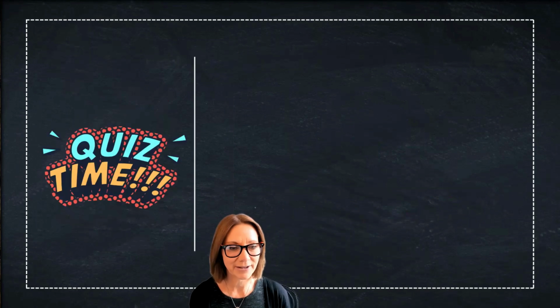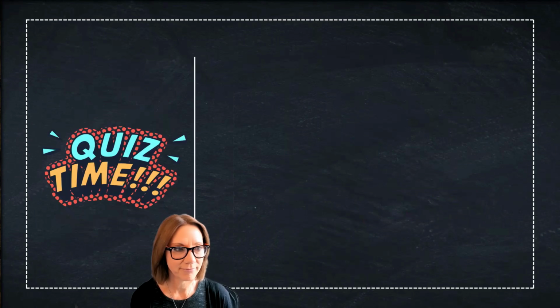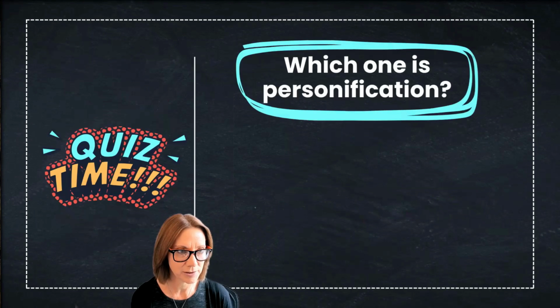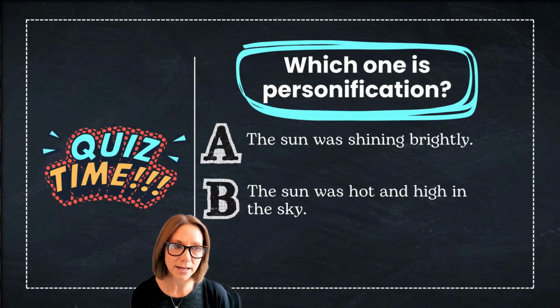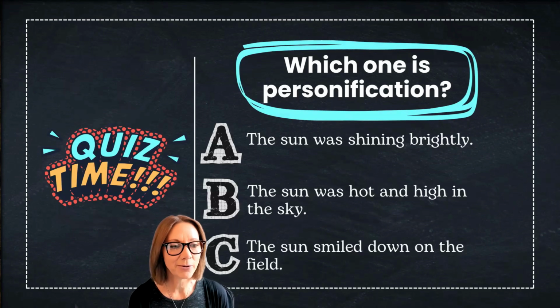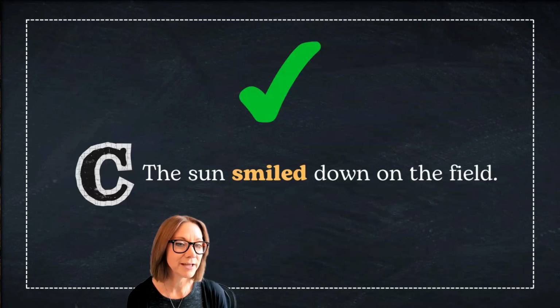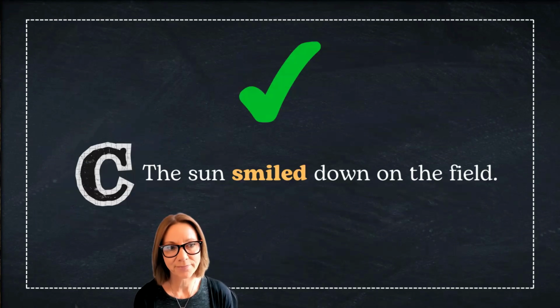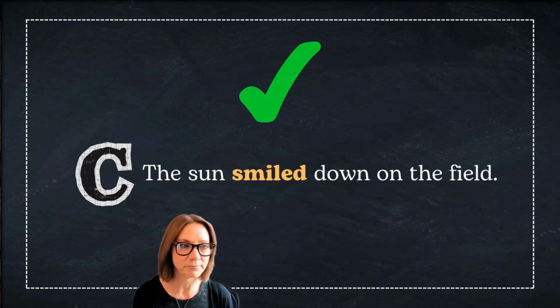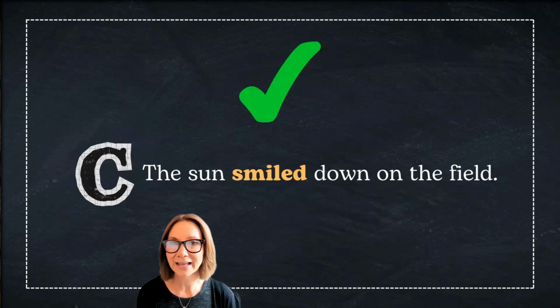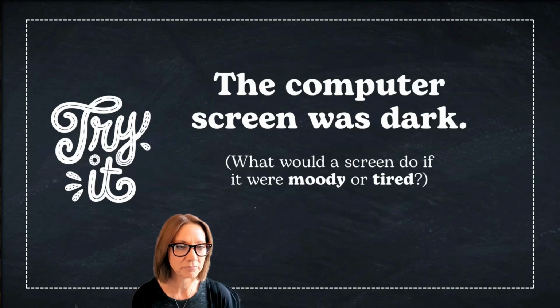Let's do a quick quiz here. All right. Which one of these is personification? Is it A, the sun was shining brightly, B, the sun was hot and high in the sky, or C, the sun smiled down on the field? If you said C, you're correct. Humans smile. Typically, most animals don't, except for maybe dolphins. If you can think of any other animals that smile, let me know.